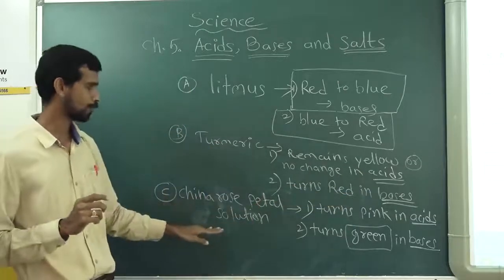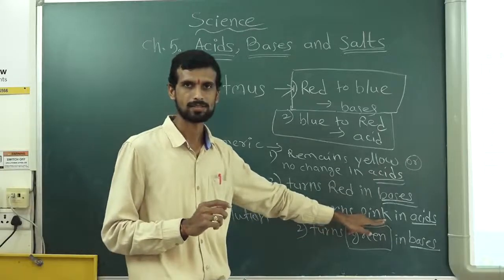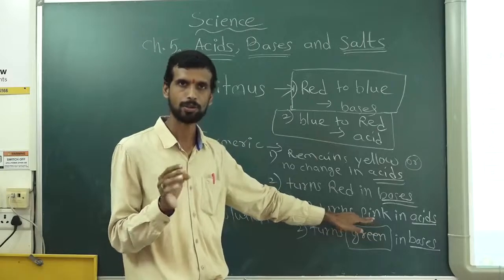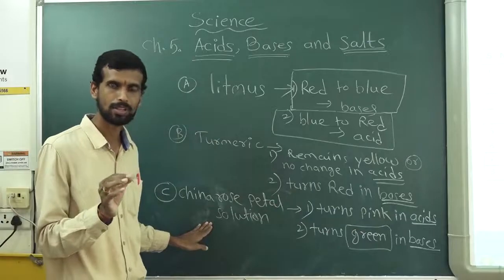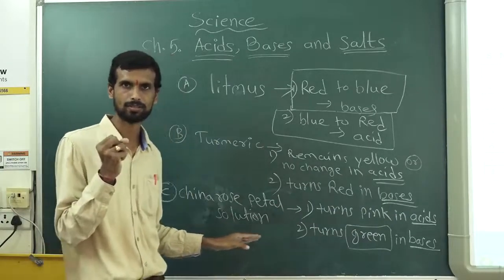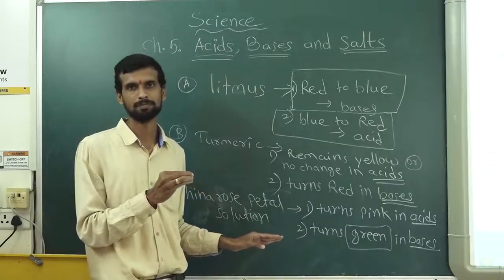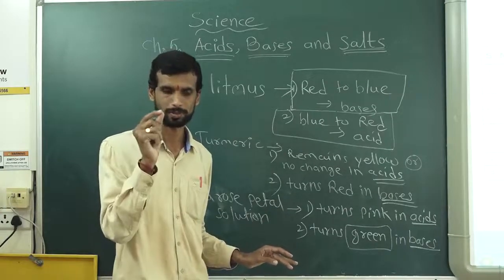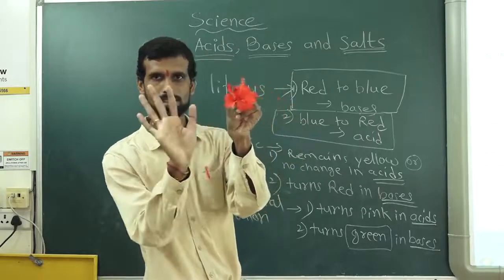Then China rose petal solution turns pink in acids. Pink or magenta color for acids. Okay, in the previous video you have seen this. How to prepare China rose petal solution, that also I told you. Take some petals. Okay, in class 6 we have learned about flowers. So take petals of a flower, put in water, boil it for some time. You know where the petals are? These are the petals. Okay.